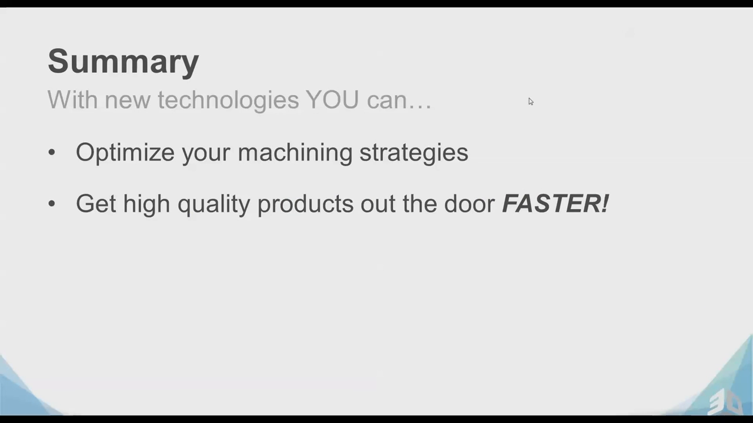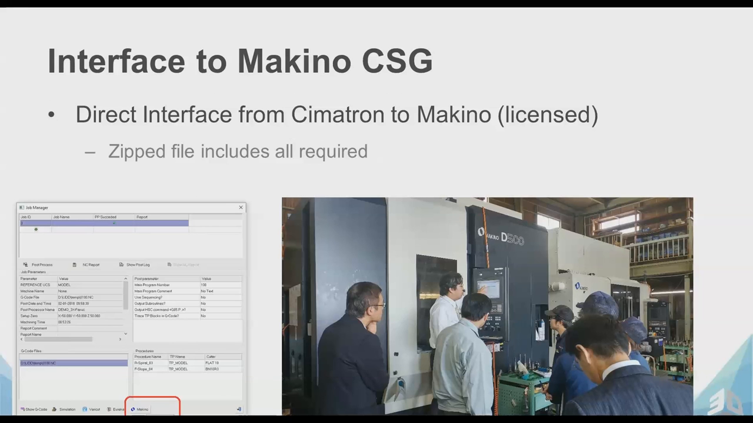So, what is it? In Cimatron, it's very simple. It's a direct interface from Cimatron to Makino. Actually, we know all the information on the CAM side, so we zip all the information as a file and send that to the controller, and from that point on, everything is automatic and the safe methodology is on. So it's very interesting.